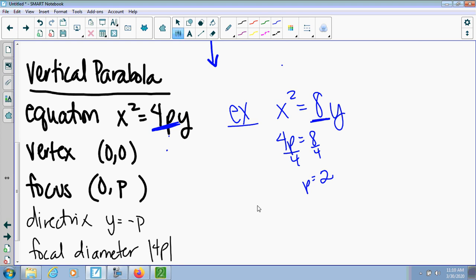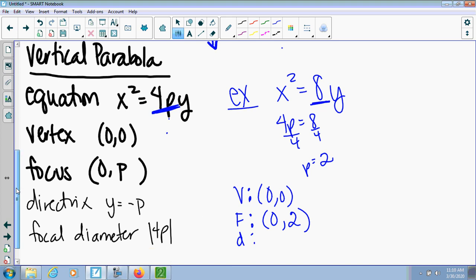So our vertex, we didn't have any shifts, it's just the origin. Our focus is the ordered pair (0, 2). p is 2, just plugging this stuff in. Our directrix is y equals negative 2. And our focal diameter is 4 times 2, which is 8. And then I'll sketch it. So once you know what p is, it's really easy to get the rest of this stuff.